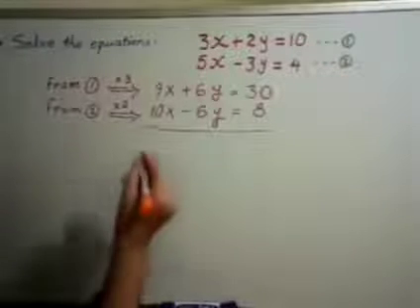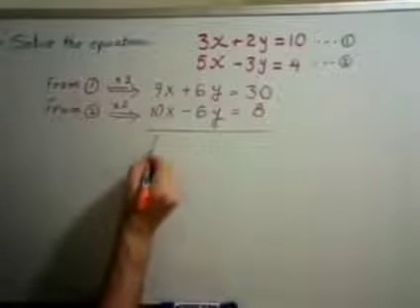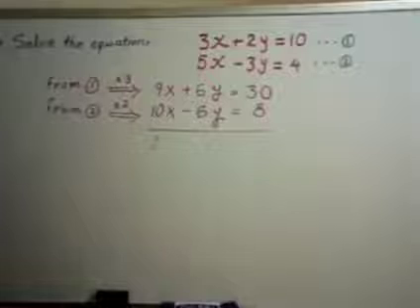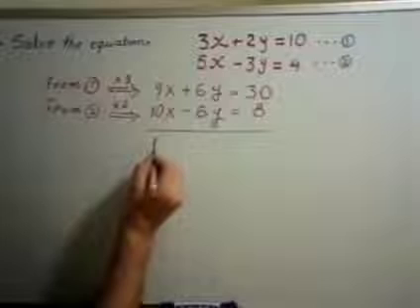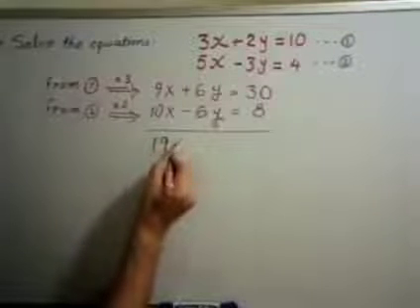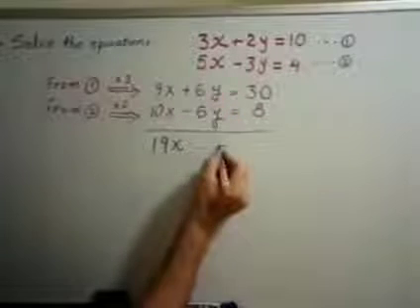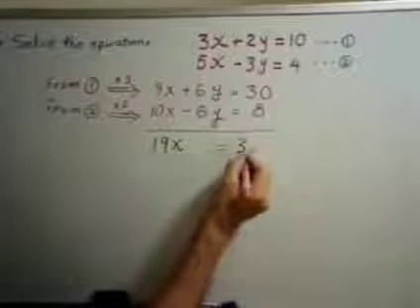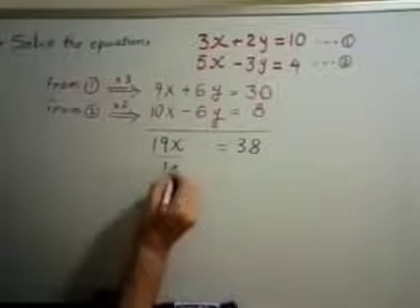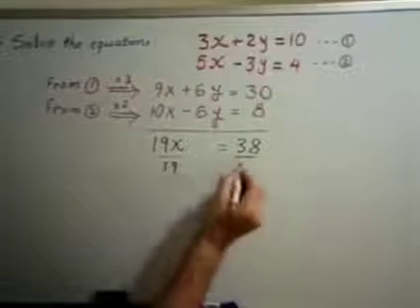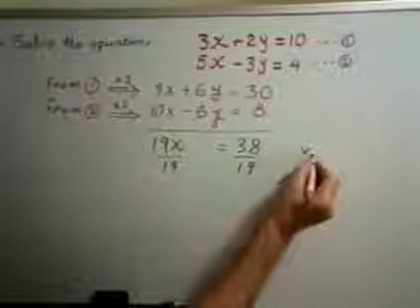So here we got 19x and here 0 is equal to 38. Then divided by 19, we got x is equal to 2.